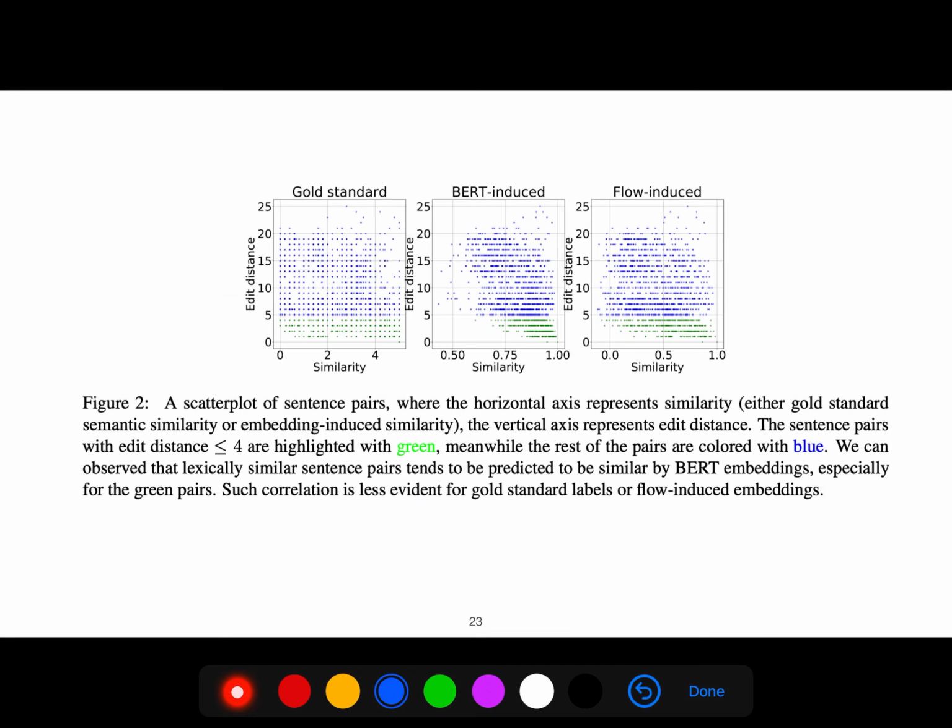So it's a scatter plot of sentence pairs, and the sentence pairs with edit distance less than 4 are highlighted in green. These areas have edit distance less than 4, and you can compare the flow-induced distribution of the similarity. In BERT it's just anisotropy, because it is anisotropic. So you're just in a particular space. Their similarities are not uniformly distributed.